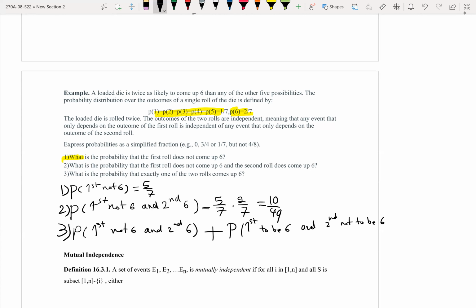The answer is 20 out of 49. For the first one not to be 6, you said 5 out of 7, times the second one to be 6, 2 out of 7. First one 6 was 2 out of 7, and then the second one not 6 was 5 out of 7. Yes, it is 20 out of 49.